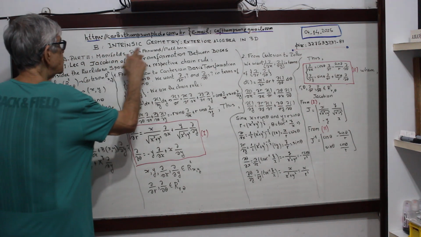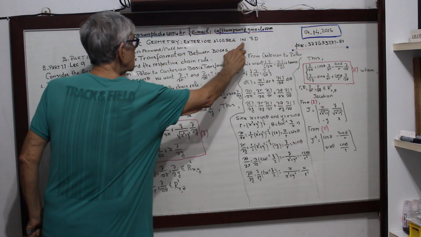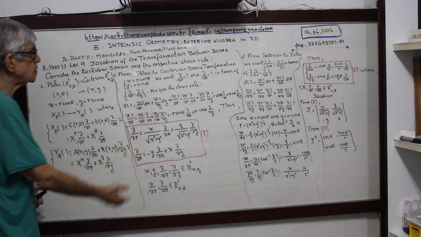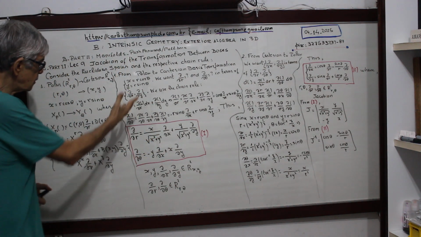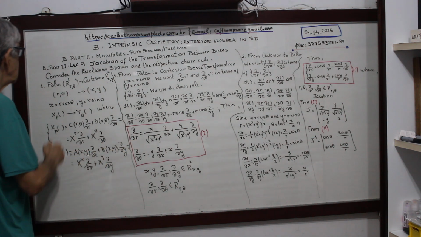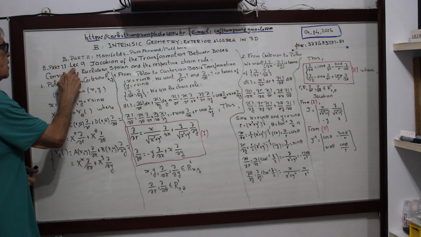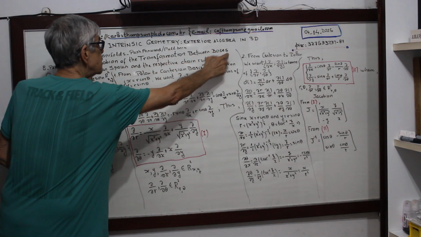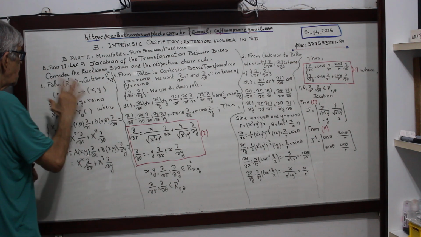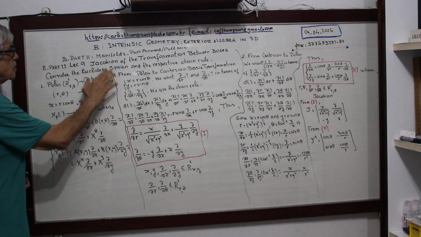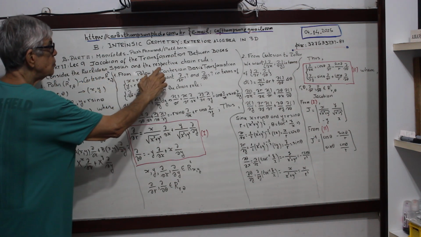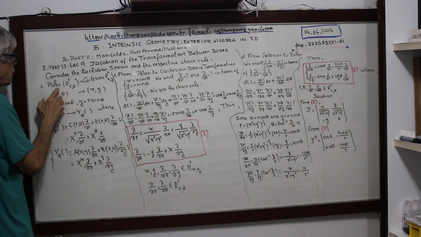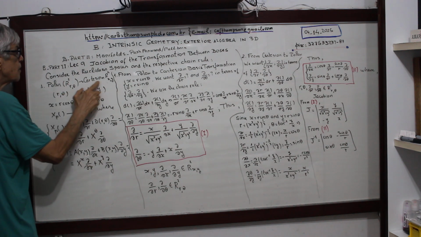Item B, intrinsic geometry, exterior algebra in 3D. This case, for instance, is 1D, and this case here is 2-dimensional. B, part 2, lecture 9: Jacobian of the transformation between bases. Now, consider the Euclidean spaces and the respective chain rule. Now, the transformation from polar to Cartesian.